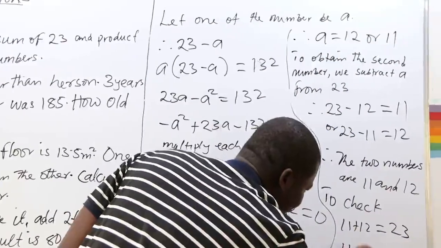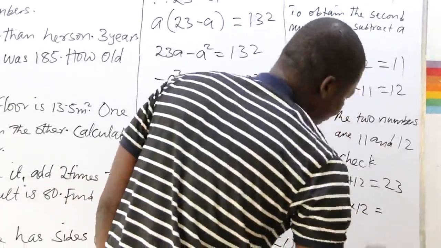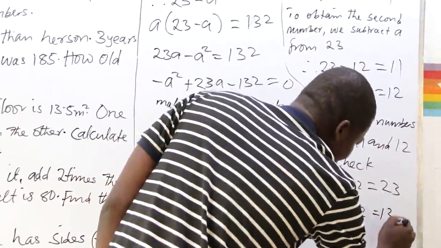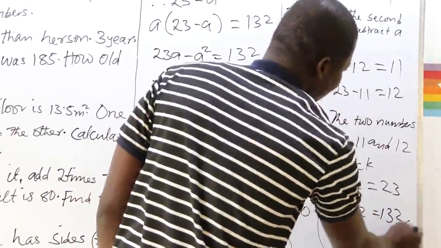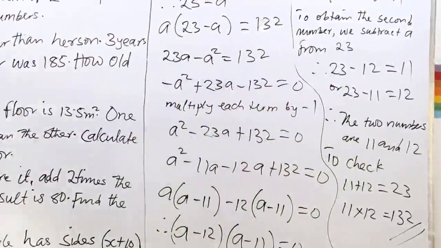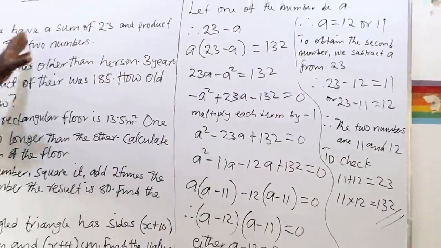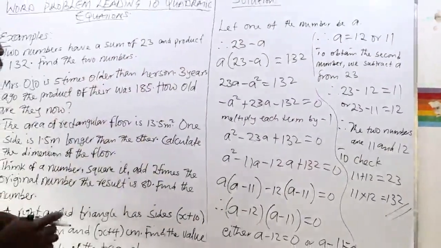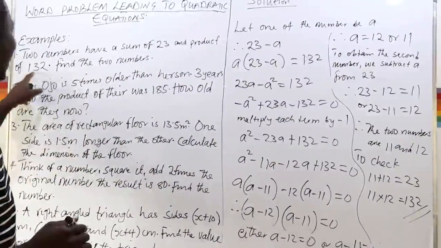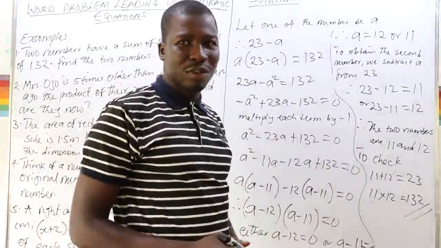Then 11 times 12 is going to give us 132. So we say these two numbers satisfy our problem. So if you have the two numbers, you sum and you obtain 23, and the product is 132. So therefore the numbers are 11 and 12.